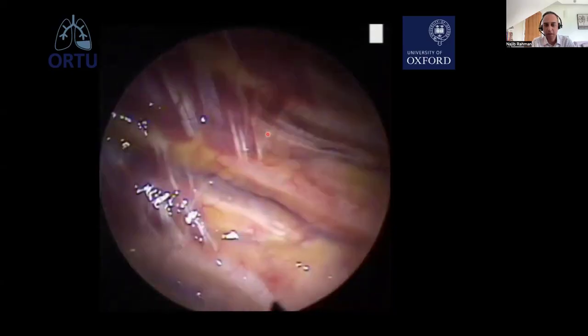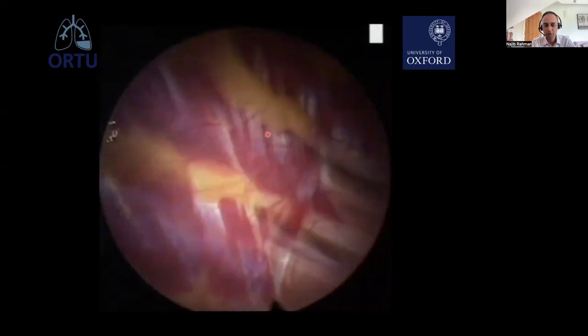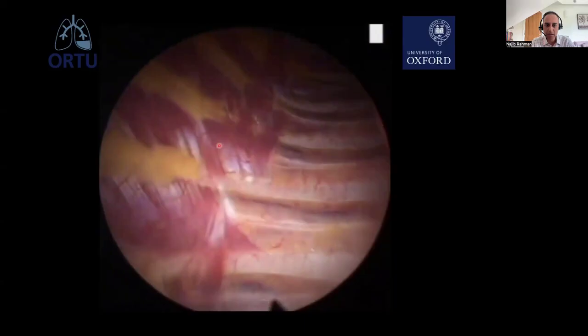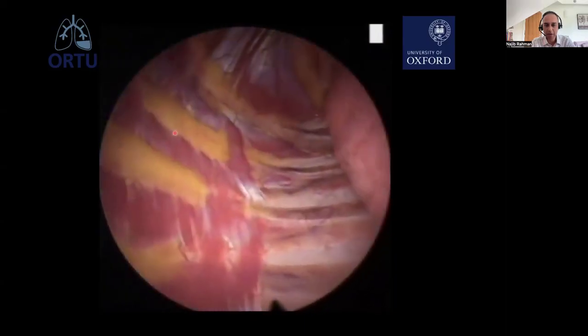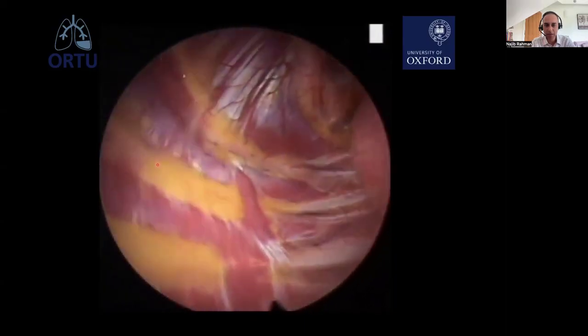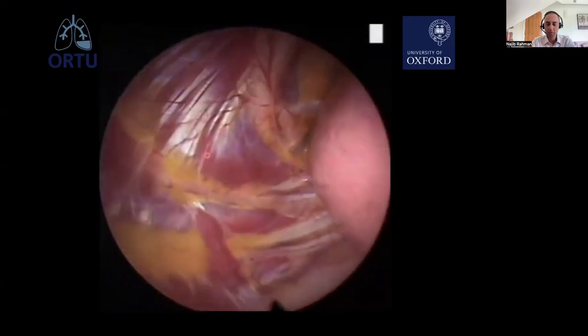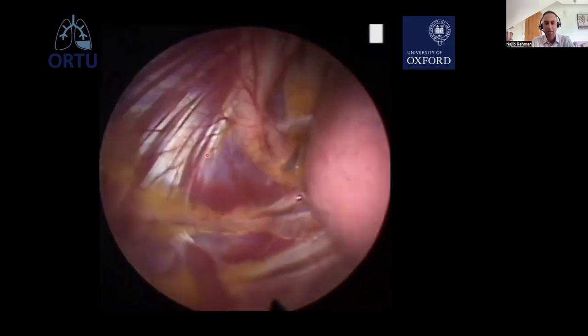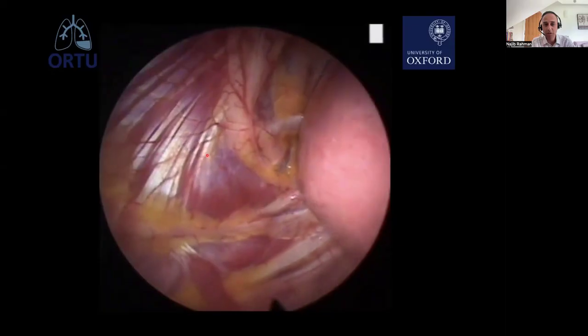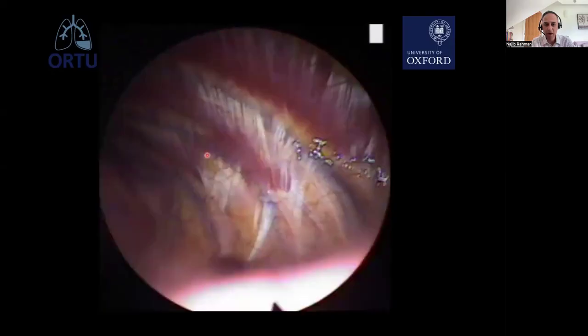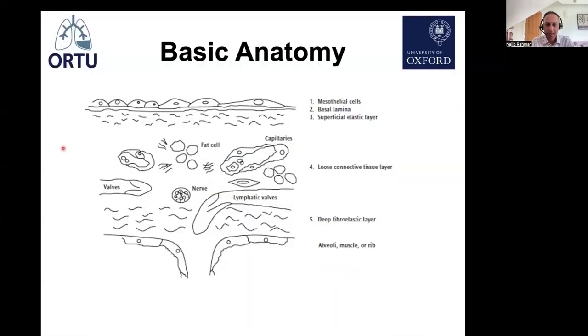It looks a bit like a thin film of cling film. You can see through it. You can see a few vessels, and you can easily differentiate red muscle from yellow fat. So the pleural surface, parietally at least, should be something that you essentially see through, and it's a very thin layer of cells. And what makes it up?